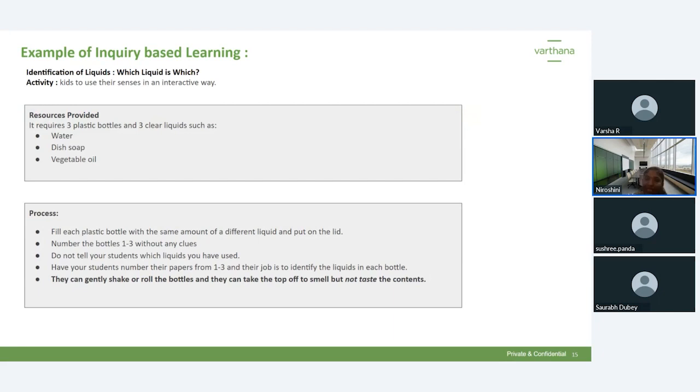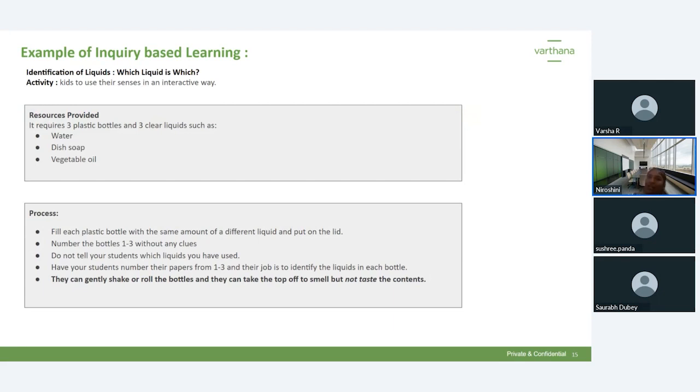And then you can tell your students that they can look at the bottle and then gently shake it or roll the bottle, and then they can also take off the top and smell it to understand what liquid it is. And very importantly, when we are doing experiments like this, you also need to say what they are not supposed to do. They must not taste the content. So that also should be an explicit instruction.